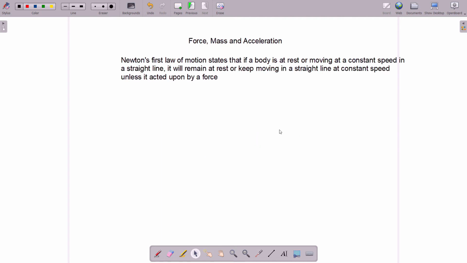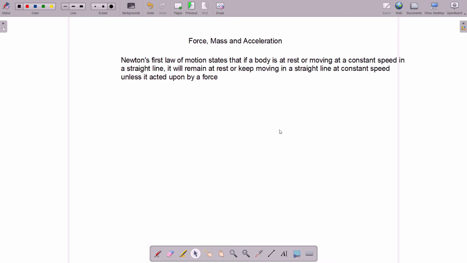So Newton's first law of motion states that if an object is at rest or moving at a constant speed in a straight line, it will remain at rest or keep moving in a straight line at constant speed unless it is acted upon by a force. So if the object is at rest like the two blocks that were shown initially, they wouldn't move unless a force starts to act on them, which will force them to start moving. In the same way, if an object is in motion at a constant speed, it will continue to do so unless an external force acts on it.